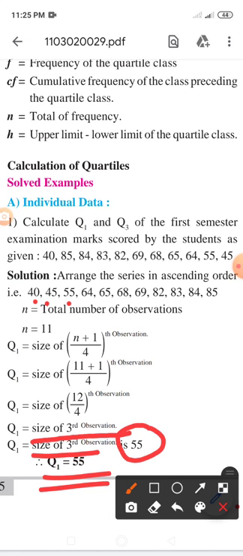Okay, I repeat the steps. First, arrange the data in ascending order only. Next, find out the value of n. Third step, write down the formula. Fourth step, put the values in the formula and find out your answer.